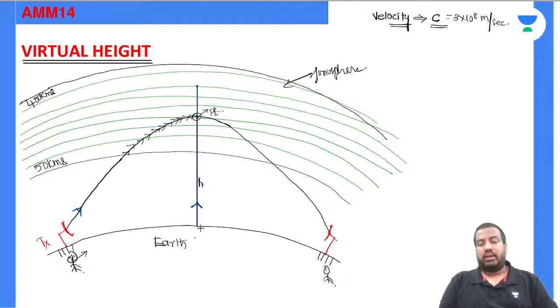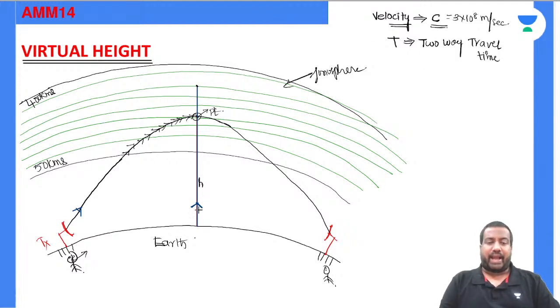You note down after how much time it is coming back. Let the time be t. What is t here? Two-way travel time. Time taken by the wave to reach up to this point and come back also. The total time is t, two-way travel time.